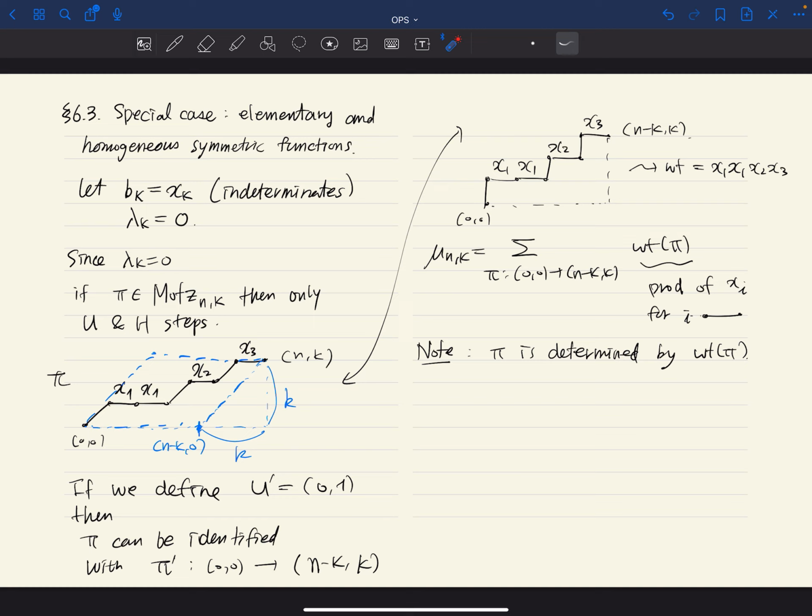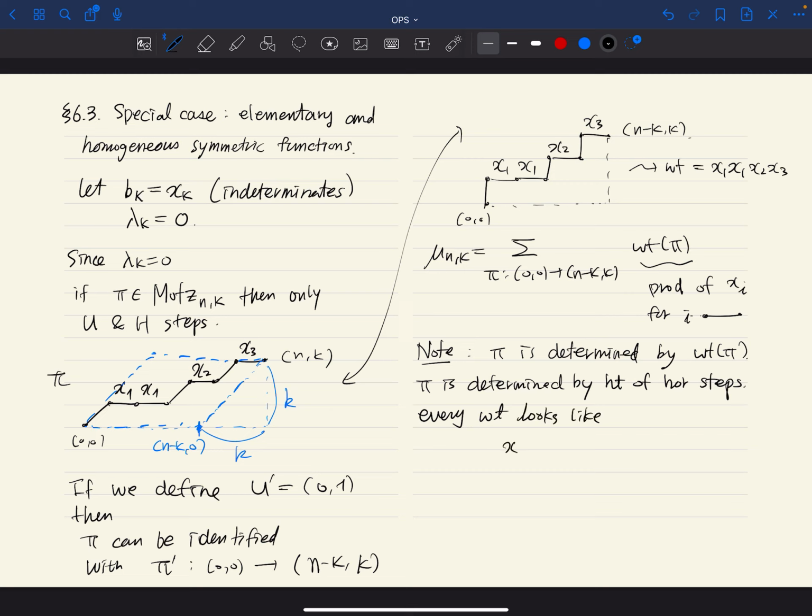In fact, this is because pi is determined by height of horizontal steps, right? Because the first one will tell you the height of the first horizontal step. This tells you the second horizontal step, and third and fourth. And once you know all the horizontal steps, then you can just complete the path by adding up steps in the appropriate positions. Okay, so this is completely determined, and every weight looks like this.